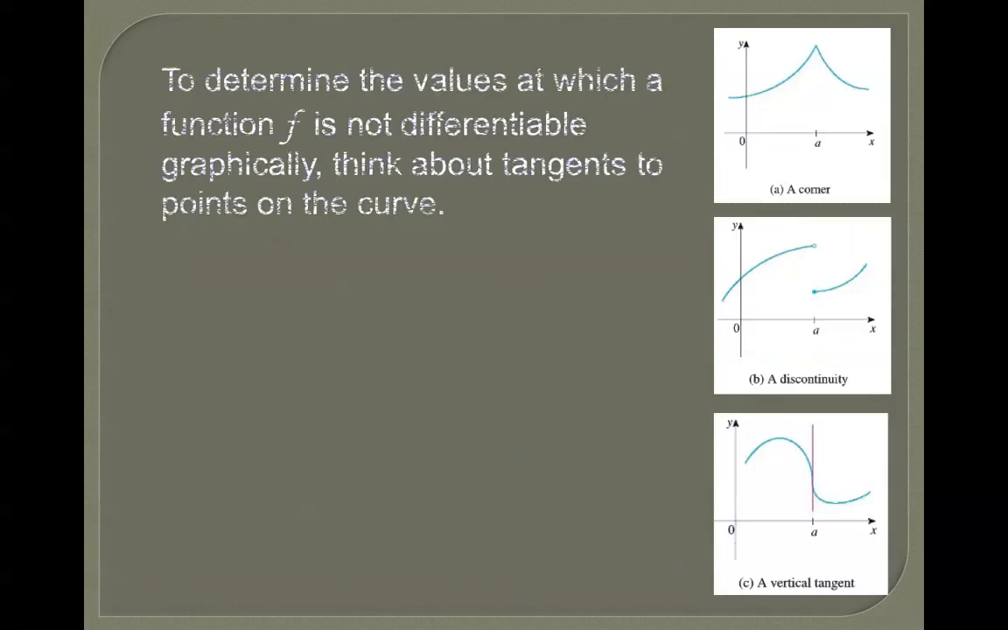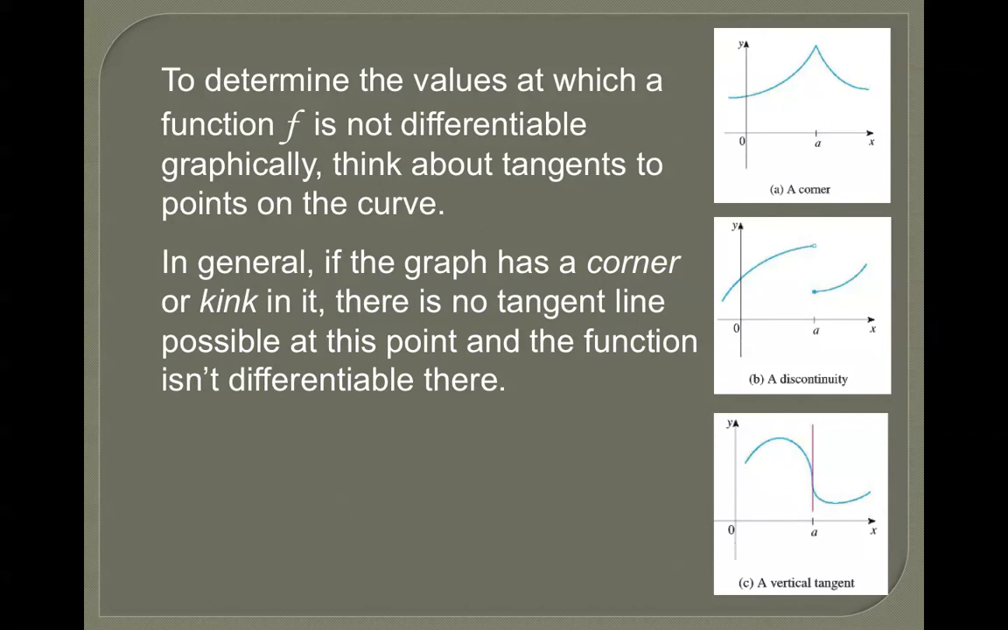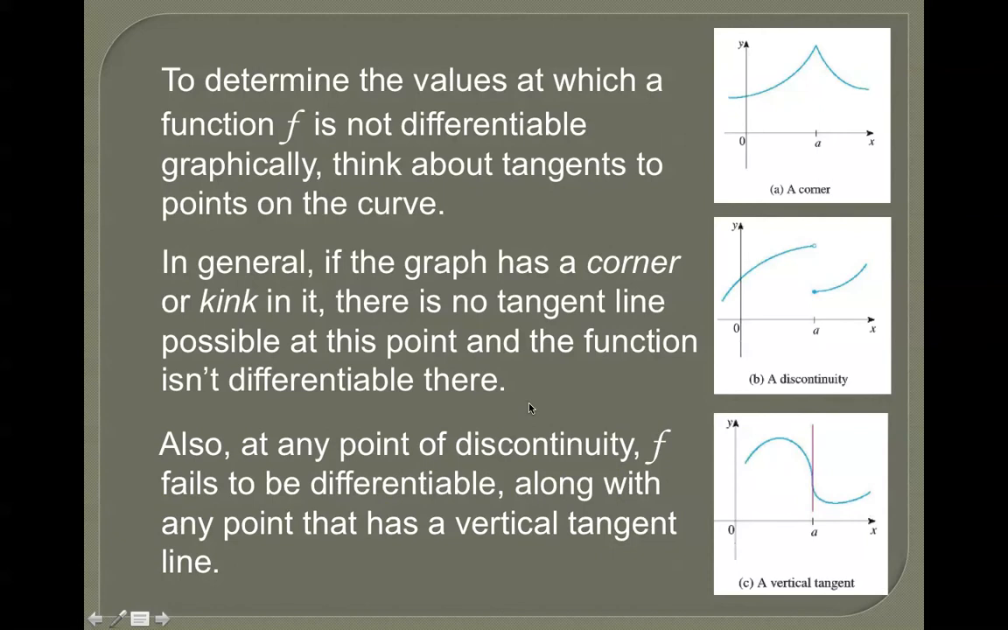We have some other special cases. To determine the values at which a function f is not differentiable graphically, think about tangents to points on the curve, like our previous example. In general, if the graph has a corner or a kink in it, there's no tangent line right here. So Mo was correct when he mentioned in class that he thought this was one. And the reason is because there's a kink in it. There is no tangent line possible at this point, and the function isn't differentiable there. Also, at any point of discontinuity, f fails to be differentiable, along with any point that has a vertical tangent line. So as you can see, both of those would not be differentiable.